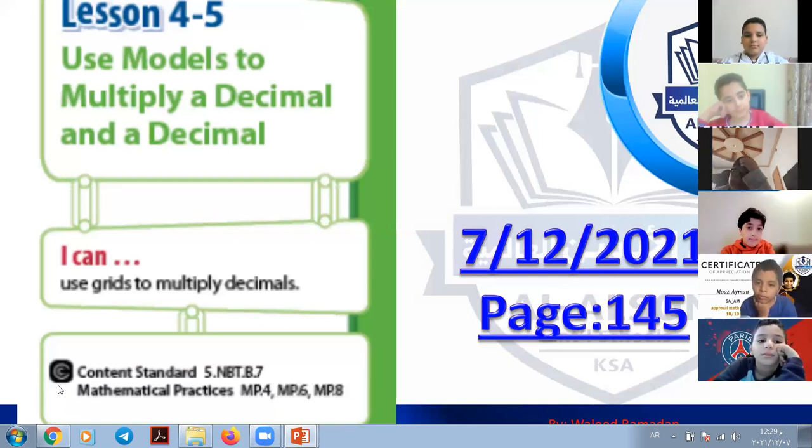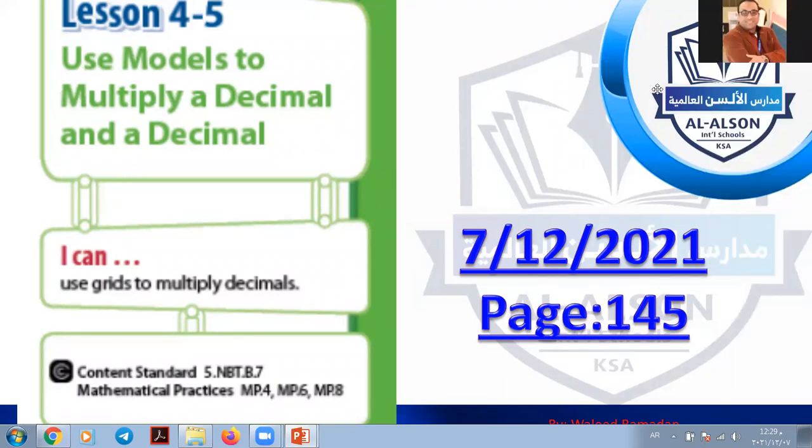As usual, we will listen to the title of the lesson on the same page 145. Abdullah Mahmoud, are you ready? Read the title of the lesson today from the book, not from the script, please. Use models to multiply a decimal and a decimal.